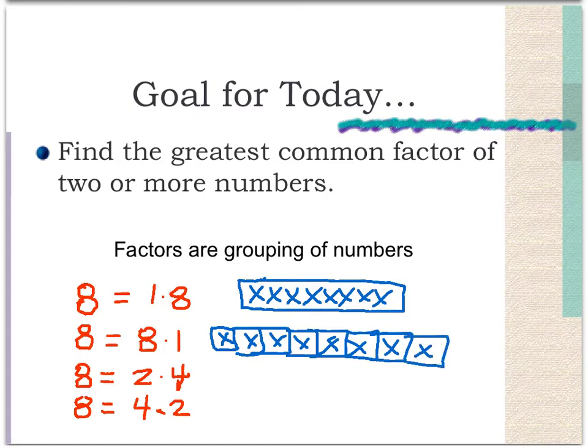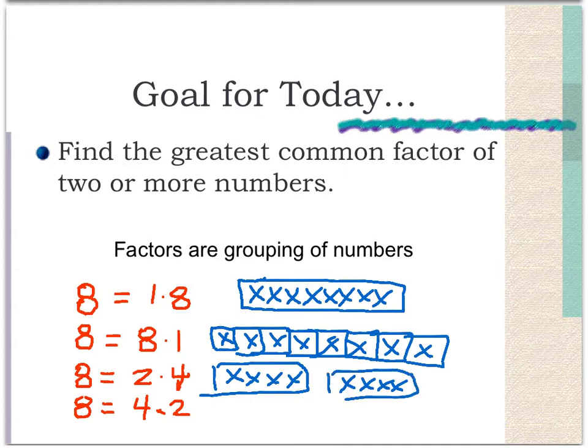Okay, I could also take the group of 8 kids and I can split them up into 2 groups. Well, if I did that, then I would have 2 groups of 4. So here's one group of 4 kids, and here's another group of 4 kids. And finally, I could have 4 groups of 2. So I can split them up like that. 2 people in each group.